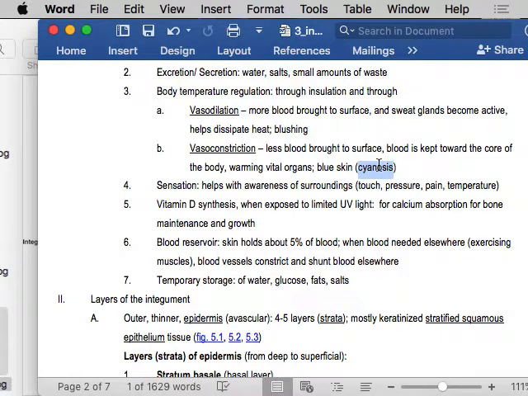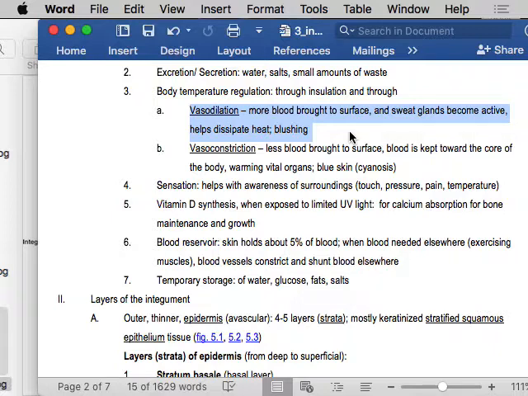Cyanosis is not always because of vasoconstriction. Sometimes it's because you're having a heart attack or your respiratory system is failing, but it's just sort of a general term that means your skin is slightly blue because of not good oxygen flow. Vasodilation also happens, and vasodilation happens for several reasons. One of them is thermoregulation.